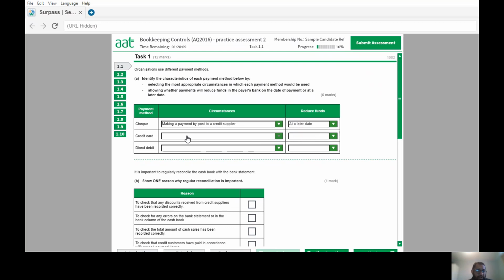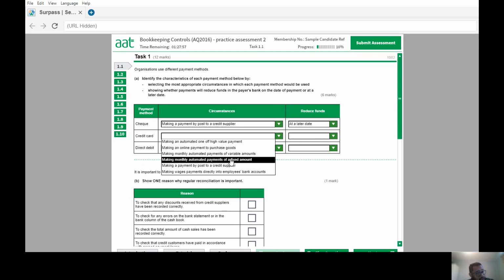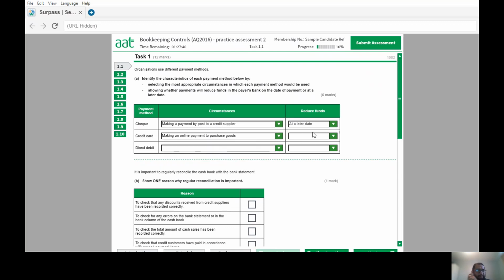And then you have credit card. So why do you need a credit card? Have a look at this. Making an automated one-off payment? No. Online payment to purchase goods? Yeah, maybe. A variable amount, fixed amount, these are not something you have to worry about. And making wage payment directly to the employee's bank account? None of them make sense apart from making an online payment. When you pay by credit card, your payment is also protected against fraud, so you have to remember that that might be the best option. Will that be on the same day? No, it will be on a later date as well.